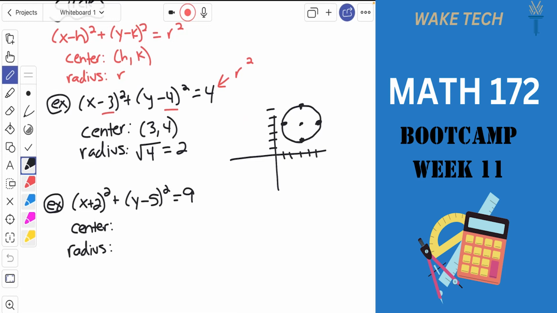The center is at the ordered pair h with k. That's the opposite of 2, so -2. The opposite of -5, so +5. And then the radius is the square root of 9, which is 3.